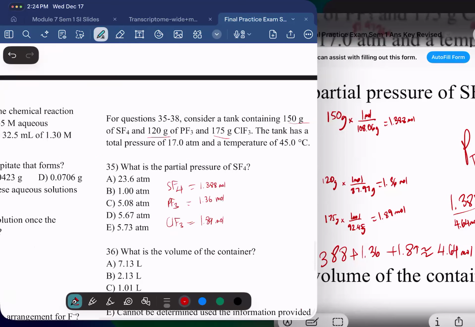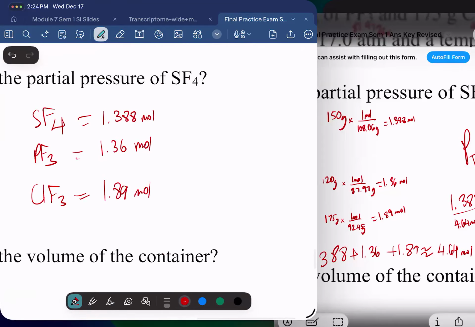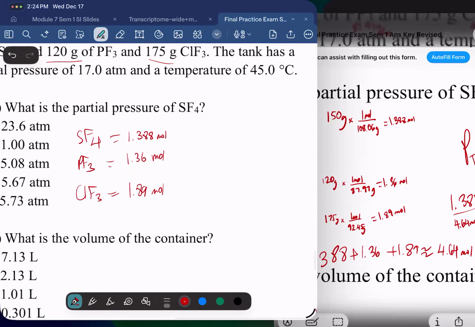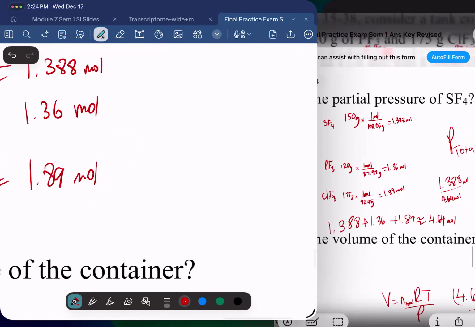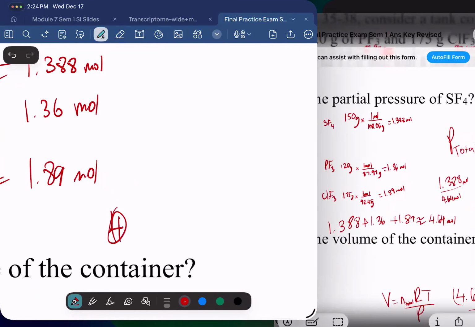So in ideal gases, all of these moles of gases actually can be added together. And so what we can do is add all these gases up to get a total number of moles. If we add these all up, we get 4.64 moles, which is the total mole. And we can use that to figure out the first question. Sorry, I'm just gonna put total here.